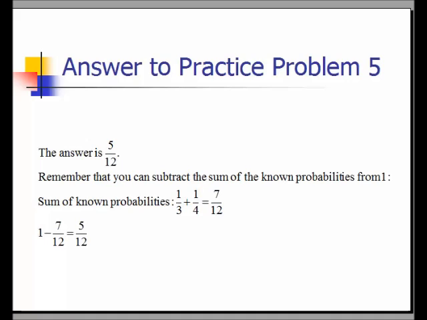The answer is 5/12. Remember that you can subtract the sum of the known probabilities from 1. The sum of the known probabilities is 1/3 plus 1/4 equals 7/12. 1 minus 7/12 equals 5/12.